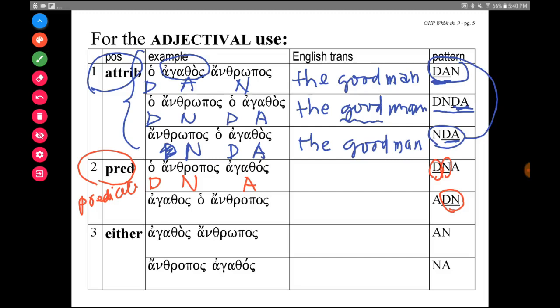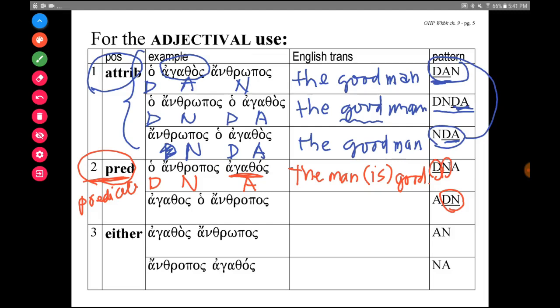So the translation for this is the man, and I'm going to put this in parentheses, is good. So you will not translate it as the good man. The good man is translated with the above attributive example, but with a predicate example, where the adjective is said to be in the predicate position, the translation would be the man is good.